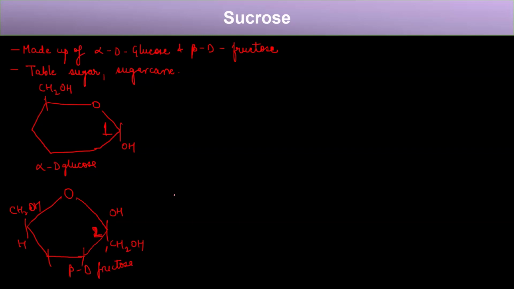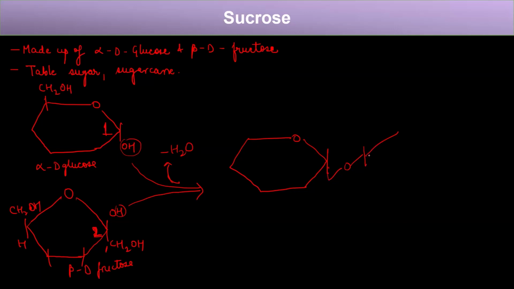Now, in sucrose, what happens? In sucrose, the bond formation will take place between this first carbon and second carbon. So the OH of the first carbon and the H of the second carbon of fructose will be involved in the bond formation, and it will cause release of a water molecule. Hence the structure that will be formed will look something like this. This is your fructose, and this is your second position. This is your CH2OH. Fourth, first, second, third, fourth, fifth, and sixth.